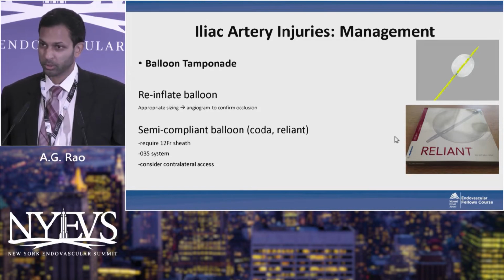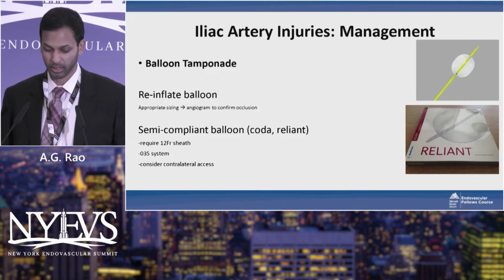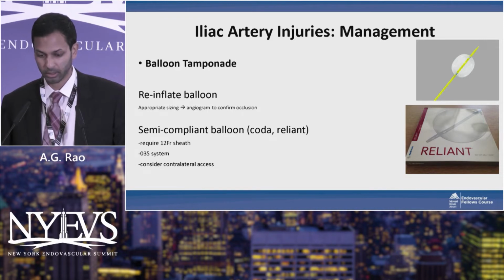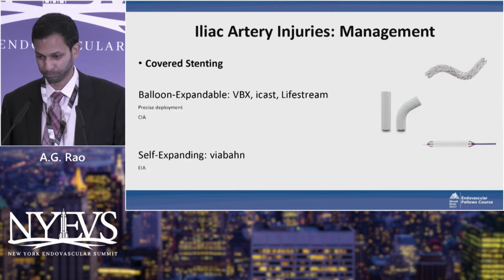In terms of balloons, if you just deflated a balloon, you can use the same one. If it extends into the aorta, which I'll talk about in a bit, you may need a semi-compliant balloon, like a Coda or Reliant. But keep in mind, those require a 12 French sheath, and typically you'll need contralateral access, a 035 system. So in these challenging cases, that can be another caveat.